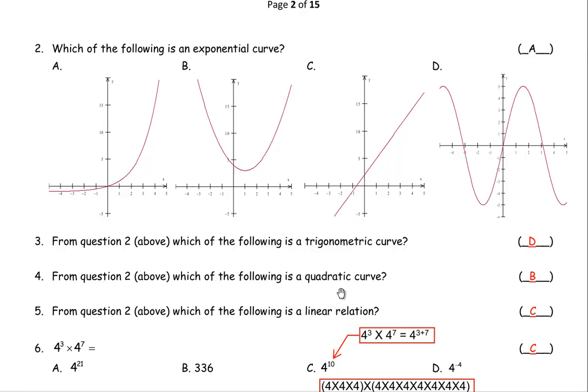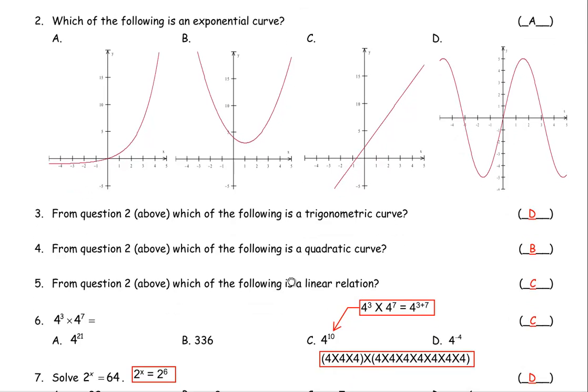For number 4, which is a quadratic curve? This is a quadratic or a parabola. So for number 4, B would be the correct answer. And for question number 5, this is a linear relation or a linear function. And so for number 5, C would be the correct answer.